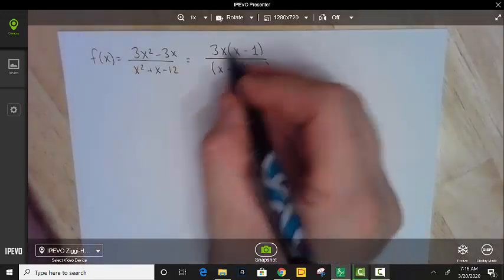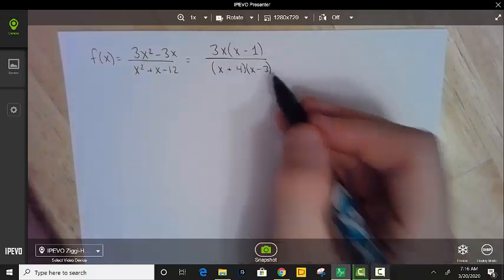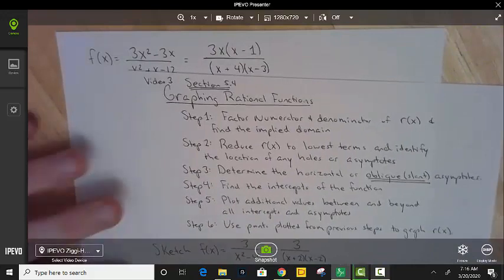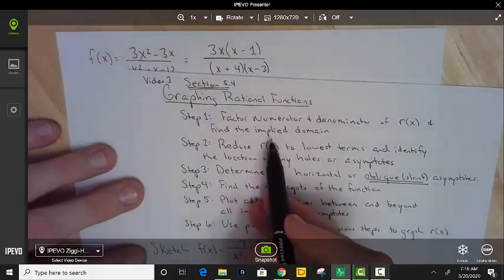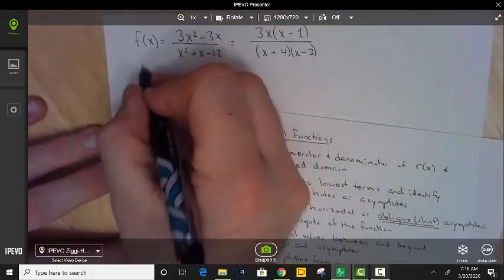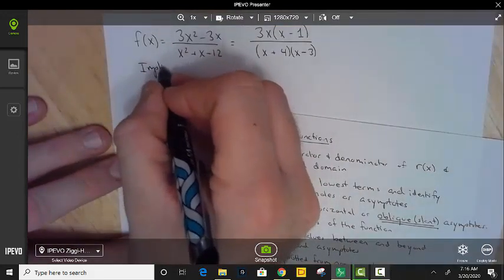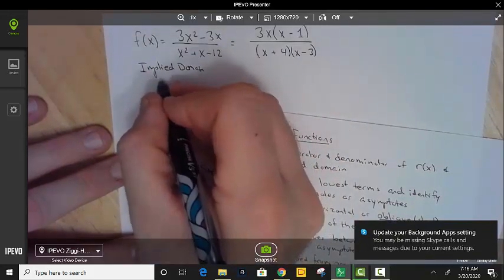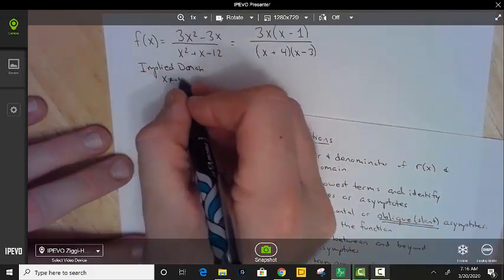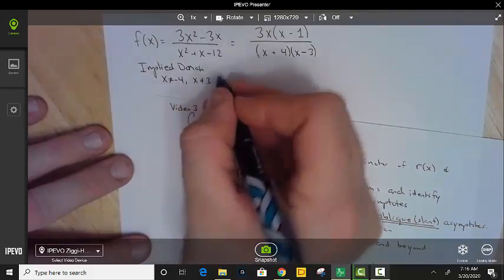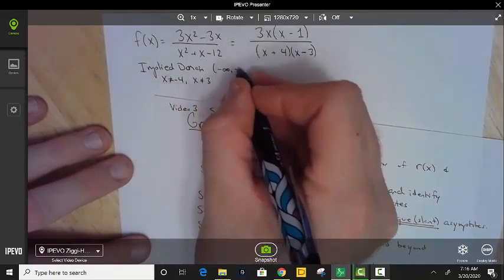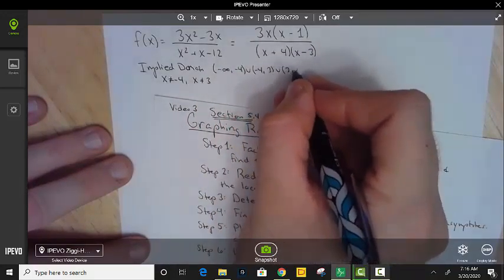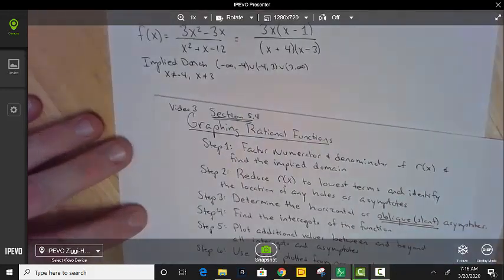So once we've factored it, we should see the rational function. I'm going back to this step process, guys. We're factoring to find the implied domain. So the implied domain is going to be x cannot equal negative 4, x cannot equal 3, which means it's negative infinity to negative 4, negative 4 to 3, 3 to infinity. So we see that once again this graph's going to have 3 pieces to it.